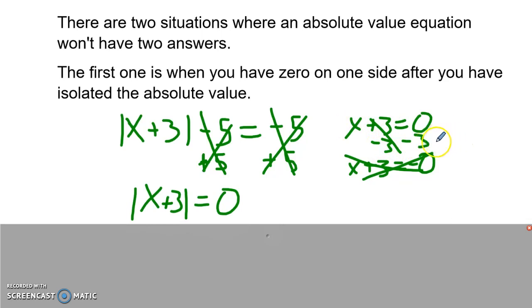This does not mean that you cannot have 0 as an answer for an absolute value equation. You can often have an absolute value equation where your answers are one number and then 0 as your other answer. But when you've isolated the absolute value, if 0 is on the other side, and it's the only thing on the other side, you're only going to have one answer.